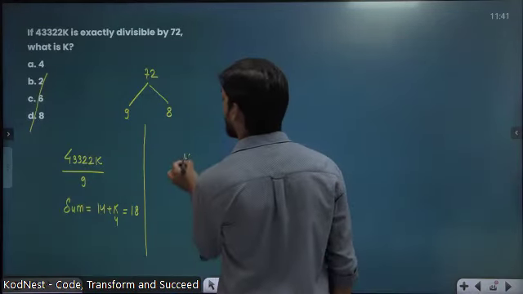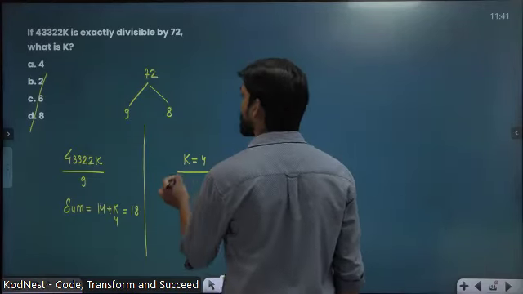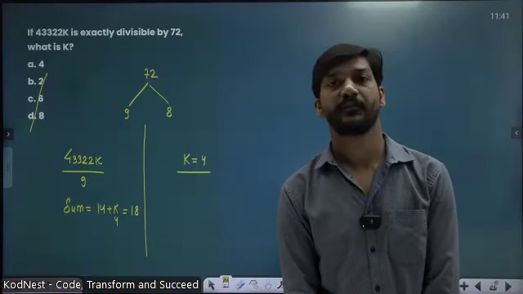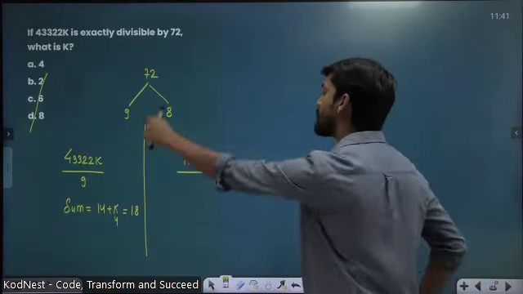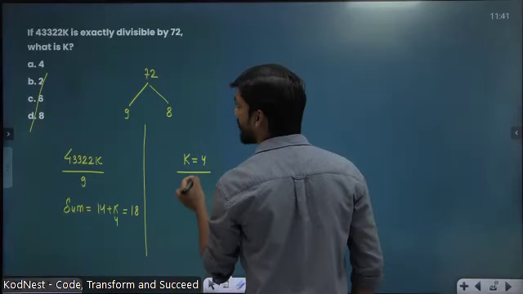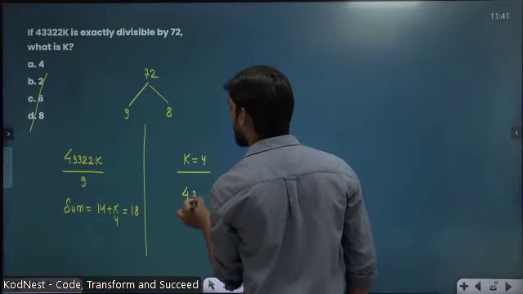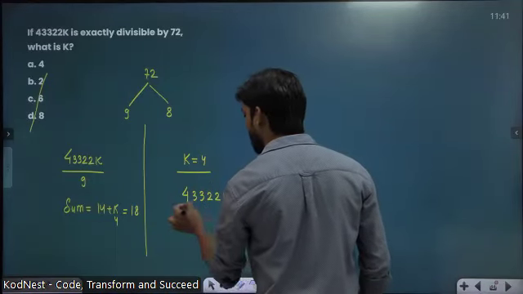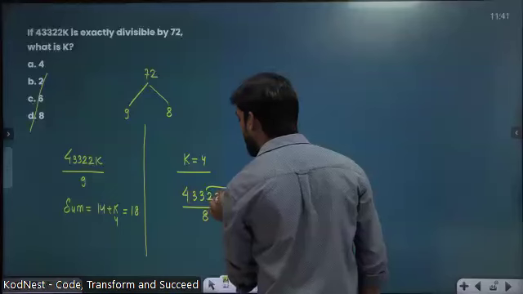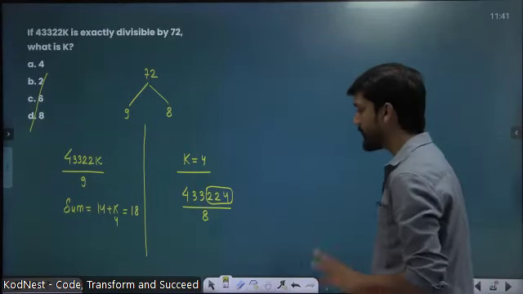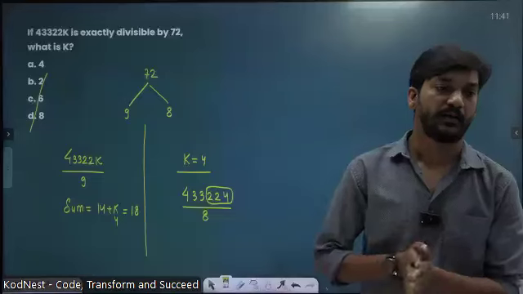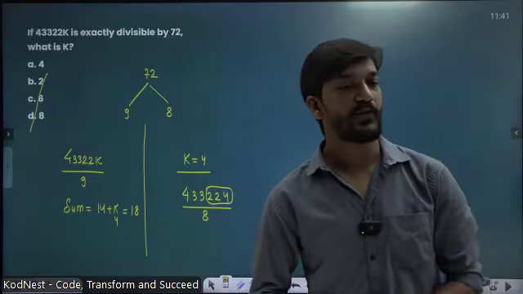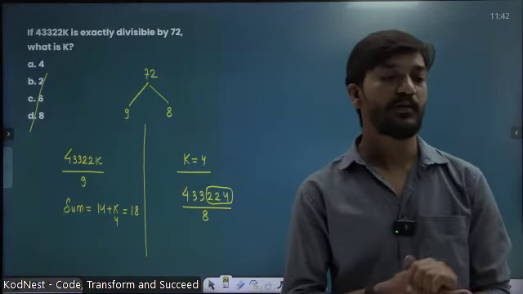Suppose k equal to 4 does not satisfy 8. Then the question is wrong. But still, if you want satisfaction for 8, let's put k equal to 4 and check. So I will get the number 433 with k equal to 4. Is it divisible by 8? Please check. Just for your satisfaction, we are doing.